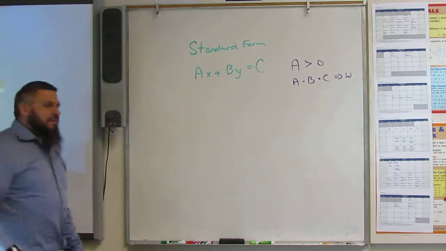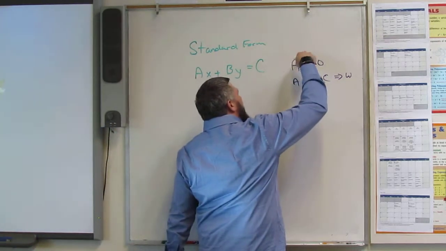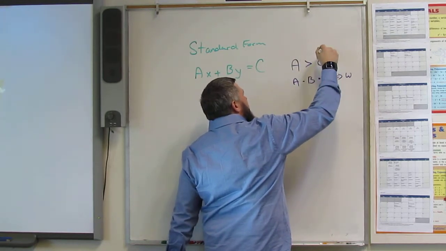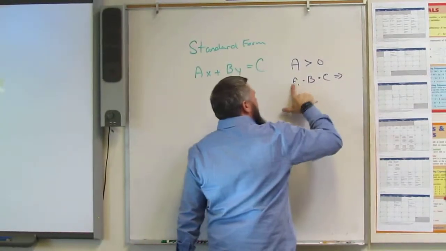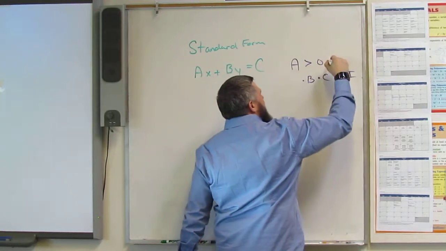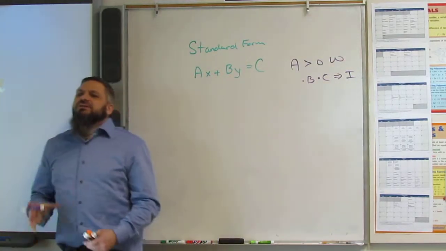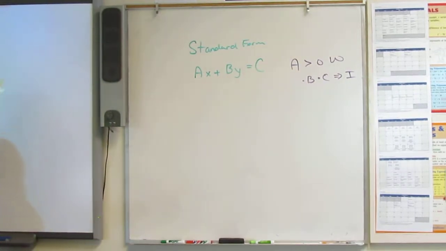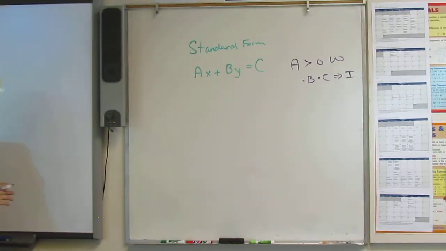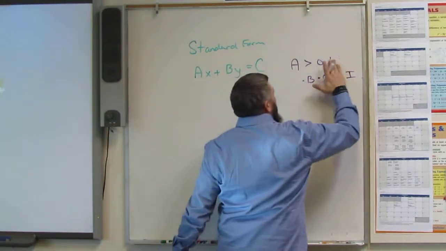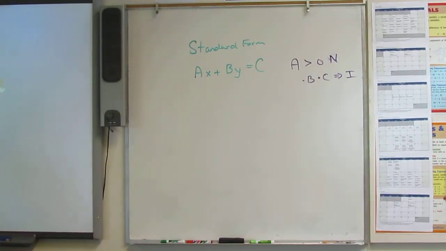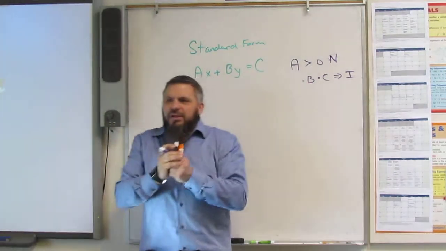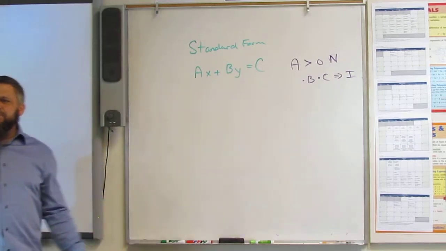Okay? So in other words, A needs to be a natural number, right? Or actually, B and C can be integers, A has to be a whole number. Because whole numbers go from 0 to 1, 2, 3, 4, 5, 6. And A has to be greater than 0. So actually, A has to be a natural number. So 1, 2, 3, 4, 5, 6, 7, 8, 9, 10. And B and C can be any integer. Okay?